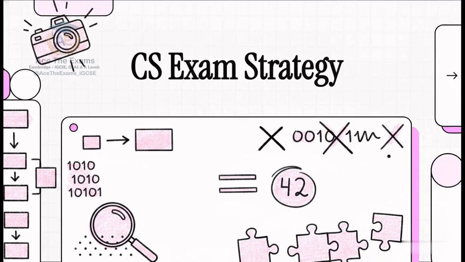We'll be looking at a really common pitfall area, binary and denary number systems, but we aren't just here to relearn the basic theory. You already know that stuff. Instead, we are going to analyze exactly where smart students go wrong, why they lose marks, and precisely how to fix it. Get ready, because we are completely upgrading your exam strategy today.